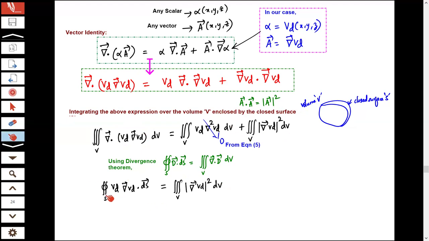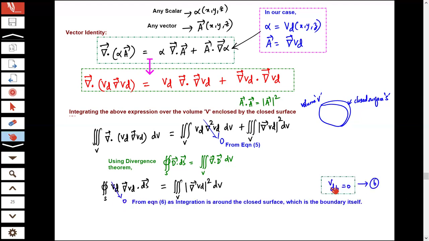Now, when we look at this, this is integration on the surface. The surface itself is a boundary. Boundary is the region separating one medium and the other medium. When we look at the surface, which we are considering as the boundary itself, we can apply the boundary condition here. So when we apply the boundary condition from equation number 6, which says V difference function is 0 at the boundary, thereby this term V difference is 0, which makes the integration in the left-hand side 0, which gives the integration of volume for del Vd mod square becomes 0.